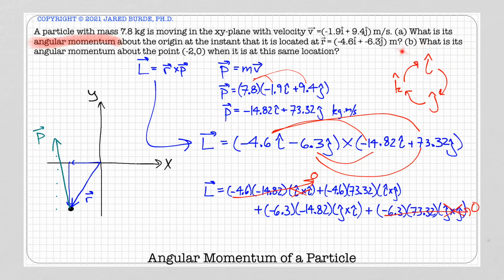I sketched this little diagram out to remind myself. i cross j is k. So this should be in the k-hat direction. That shouldn't be a surprise. If everything here is going in the xy plane, then we would expect to have angular momentum perpendicular to that plane, which should be pointing in the k-hat direction or in the z direction. If i cross j is k, then going backwards, j cross i would be negative k, would be pointing in the negative z direction. So I have two surviving terms here, and I'm going to actually multiply these out and combine them to find the overall angular momentum.